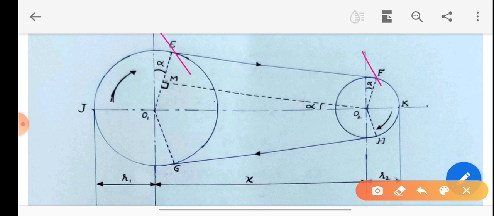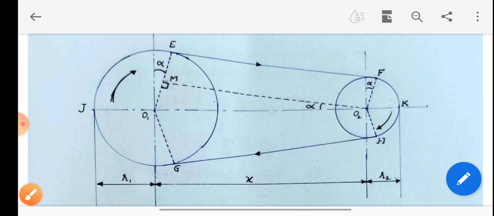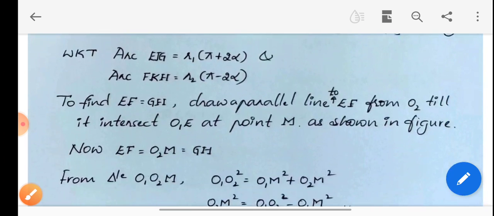So what you need to do is draw a parallel line from O2 till it intersects the line O1E at a point, which we consider as point M, right? So that is what is given here. To find EF, draw a line parallel to EF from O2 till it intersects O1E at point M, as shown in the figure, right?